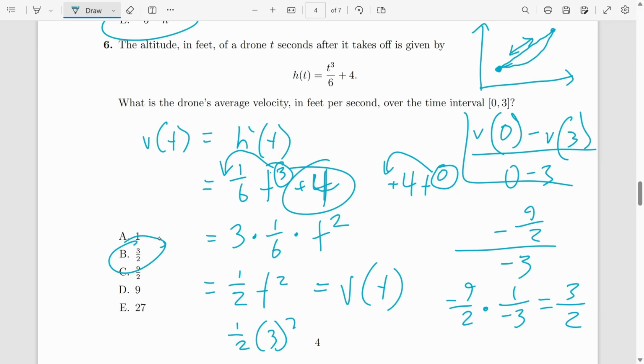Okay, I'm running out of breath here because this is my sixth problem and I'm running out of stamina, but yeah, average velocity problems, this is a pretty standard one.